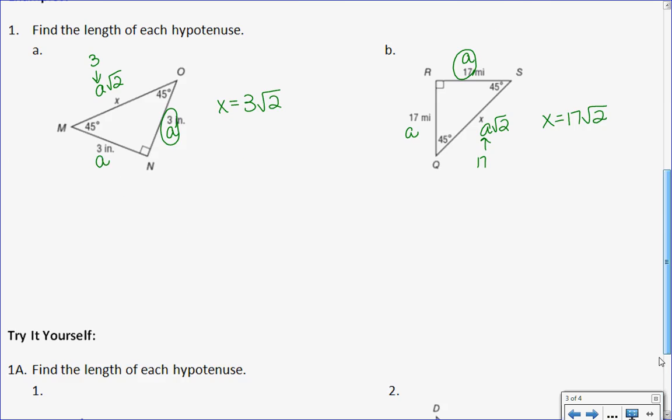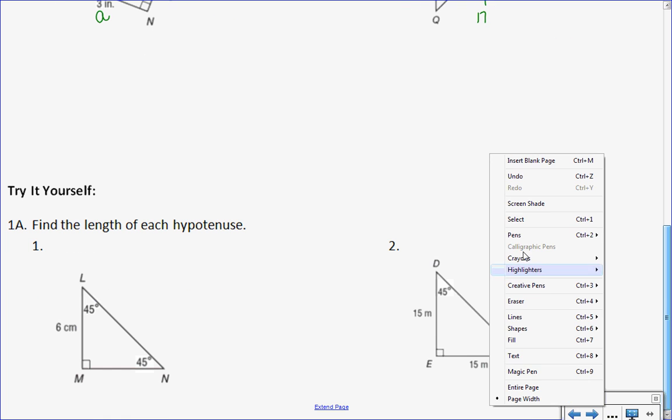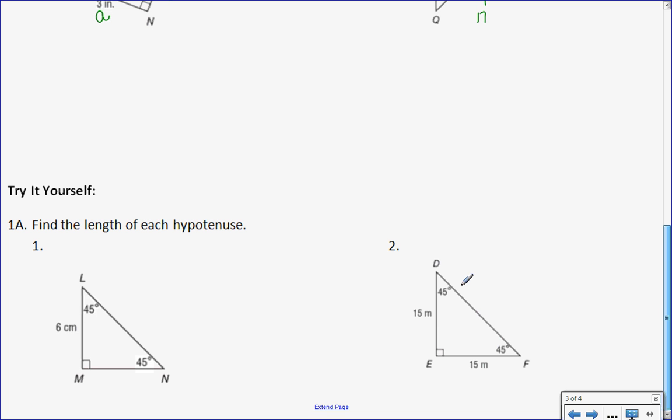Alright, so go ahead and try the two try-it-yourself problems at the bottom of this page. Pause the video and work through those two. When you're ready to check your answers, press play to continue. Okay, the hypotenuse for the first one is 6 square root of 2, and for the second one, it's 15 square root of 2.